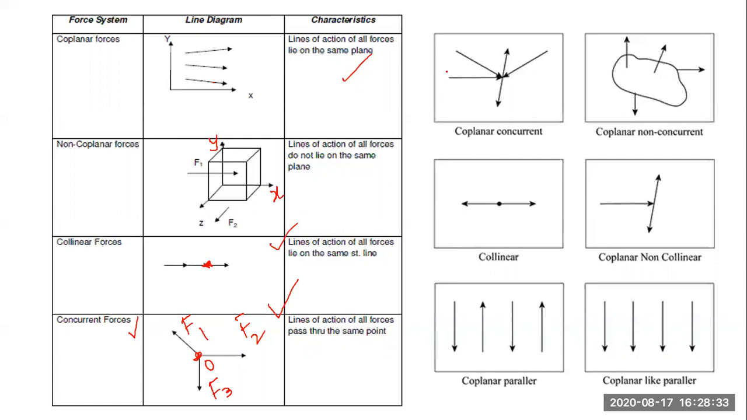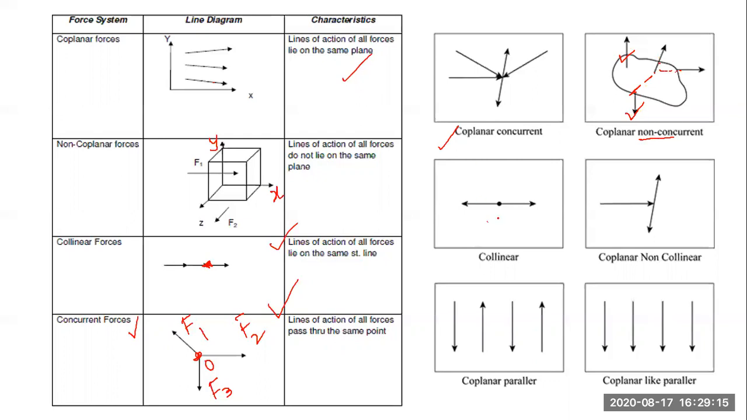So for coplanar forces, all these are in the same plane. For coplanar non-concurrent, if you extend these two, they can meet. So these three forces are concurrent, but this force is parallel to this force. If in the entire force system one force is not concurrent, then the entire system is non-concurrent. That's why here the four forces F1, F2, F3, F4 will be called coplanar but non-concurrent.